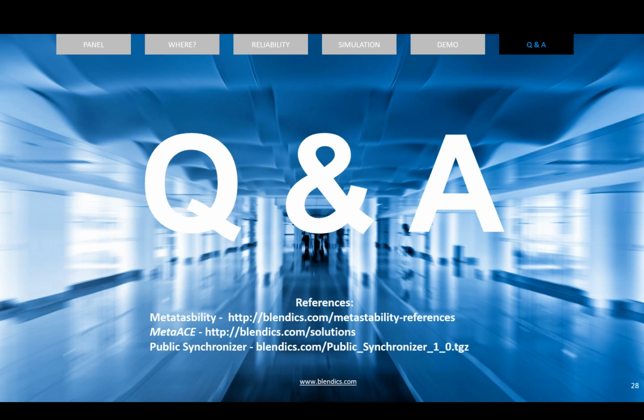I want to thank you for taking the time to walk through this demo with us and see how easy it can be to analyze metastability in your own circuits. I'd like to point out that on this slide, we've got some references to papers on metastability for more in-depth information, and I mentioned the limited version of MetaACE. You can find that at the MetaACE link there, and the public synchronizer that I used is available as well from the URL that's there.